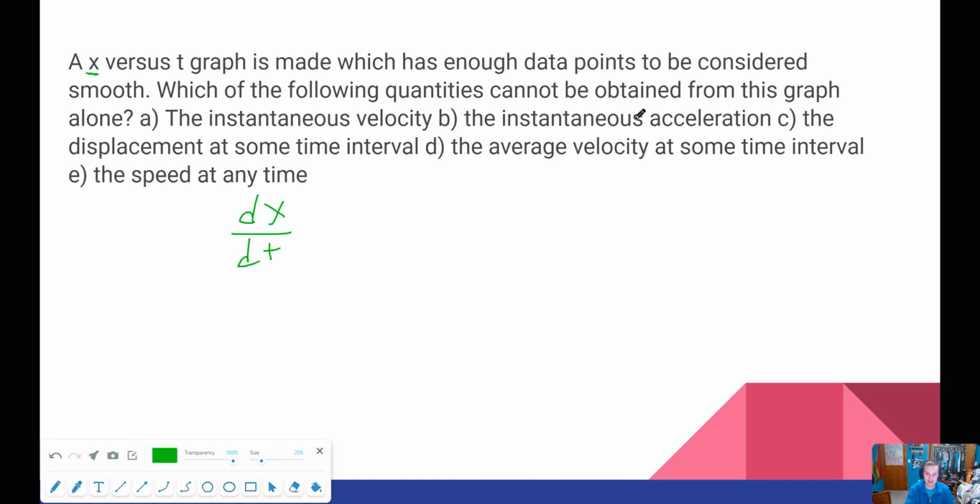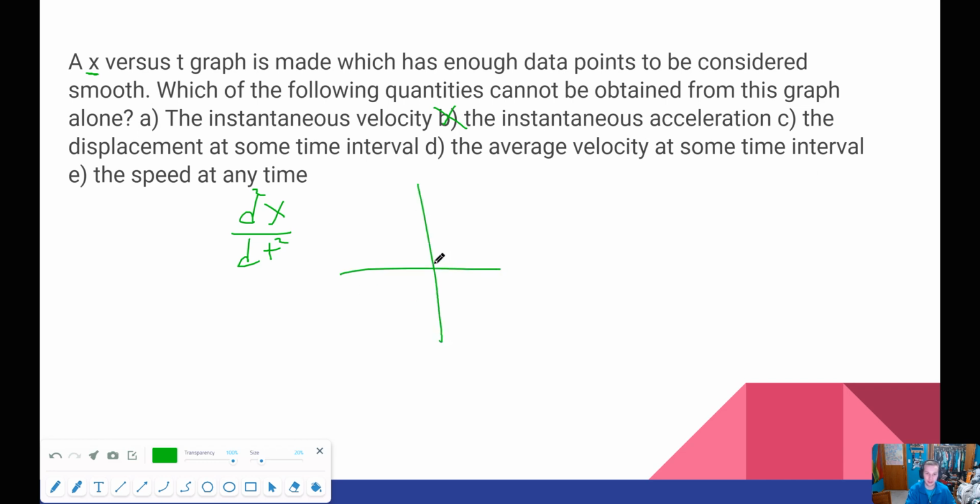The instantaneous acceleration is the second derivative. So you cannot get instantaneous acceleration directly from the x versus t graph. We'll come back to that in a second, but for right now, B is off the table. The displacement over some time interval: we have a position with respect to time, so you can totally find a displacement over some time interval. That is definitely not a problem.